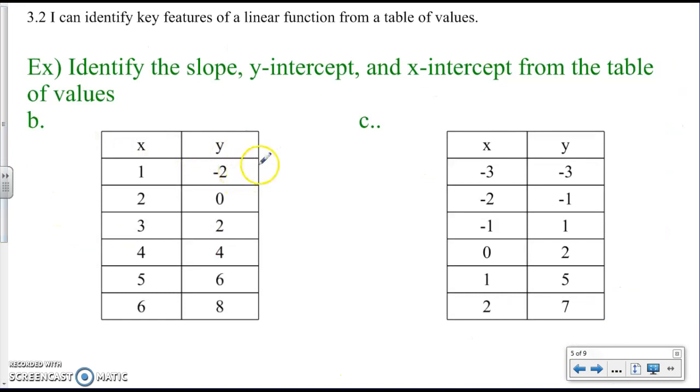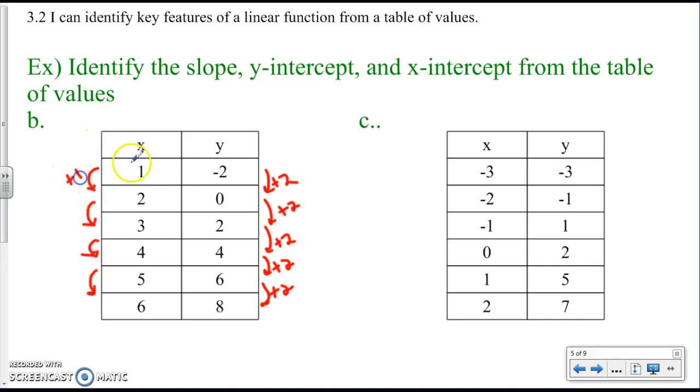Okay, so we're going to do slope first. Let's find our pattern. So -2 to 0, 0 to 2, 2 to 4, 4 to 6, 6 to 8. I notice, especially when I get to my positives, that I'm adding 2 each time. So -2 plus 2 is 0, 0 plus 2 is 2, 2 plus 2 is 4, 4 plus 2 is 6, 6 plus 2 is 8. For my x, notice it just goes up by 1.